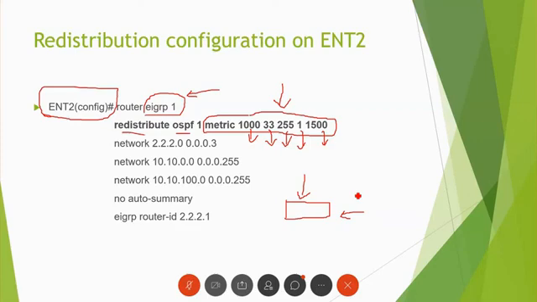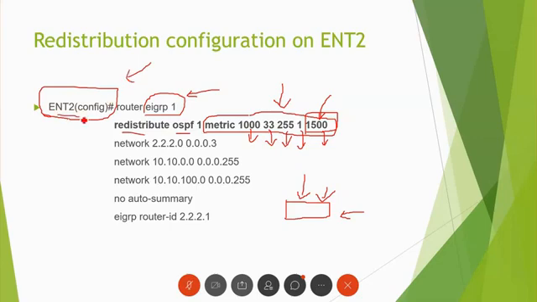1500 bytes is the default. You can see the last parameter here, MTU 1500. 1500 bytes is the default maximum size of a packet. MTU, maximum transmission unit. So this is configuring the redistribution on E2 router.